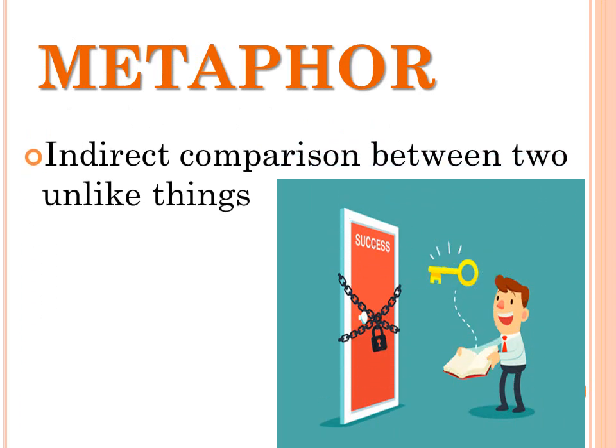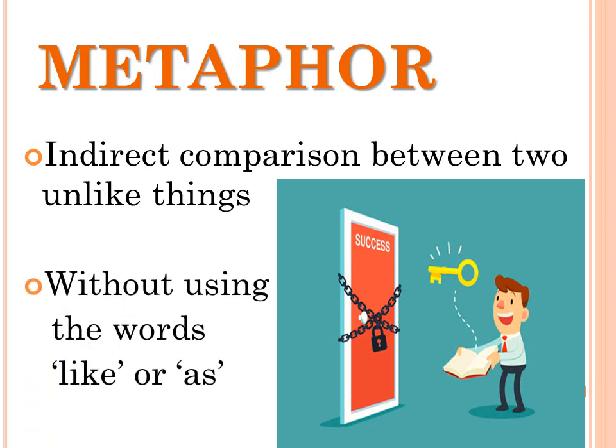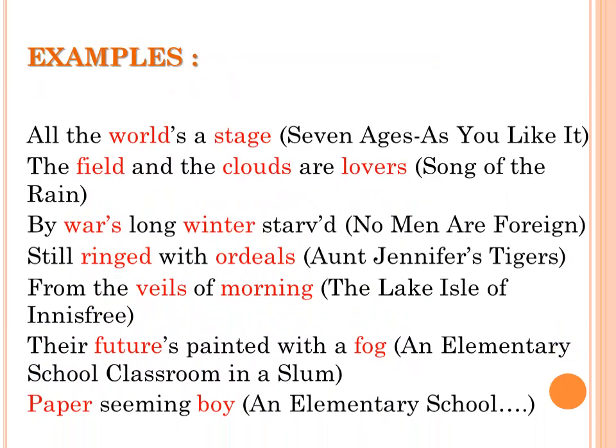Metaphor is about indirect comparison between two unlike things, again, two different things. But here we do not use the words like or as, which we use in simile. You can see in the image, hard work or education is compared to a key which can unlock the door of success. So, door is compared to success and education is compared to a key without using the words like or as. Let's see the examples.